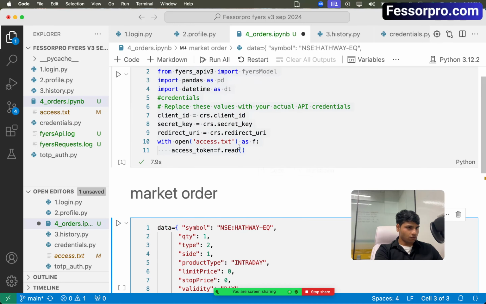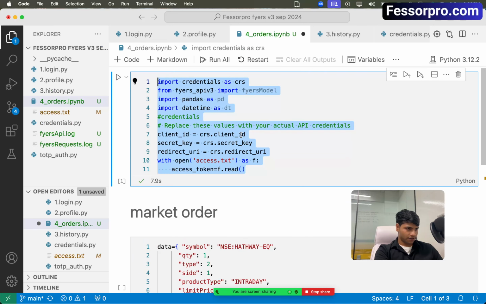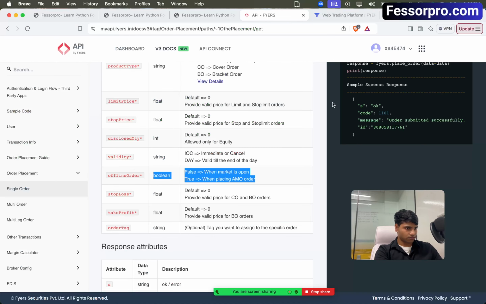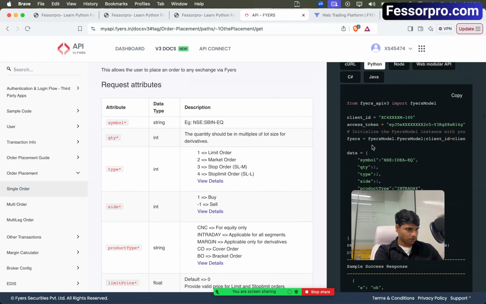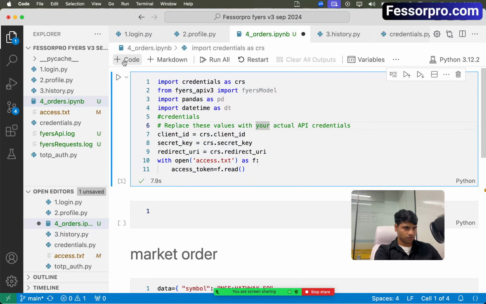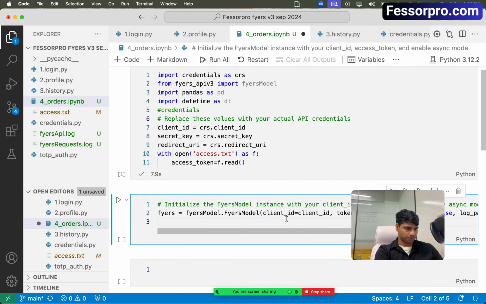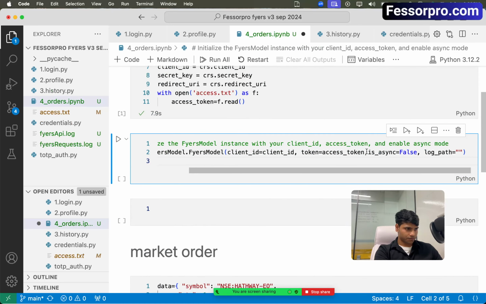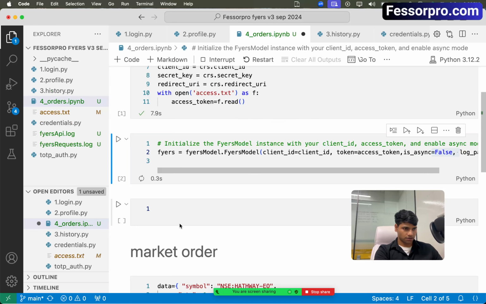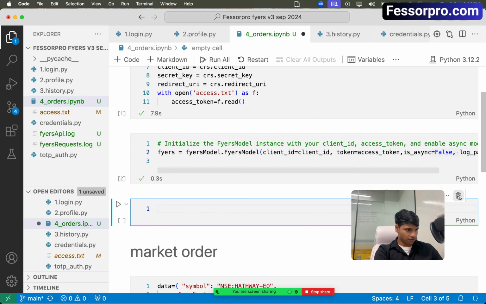Now, once I have imported my credentials, I need to make the Fyers object. So I'll just copy the code from here. This is how we create a Fyers model object. I'll add a cell and paste it. For is async, I'll write it as false for now. If you want to write asynchronous code, in that case, you might have to set it to true. So I'll run this. I've created a Fyers object.